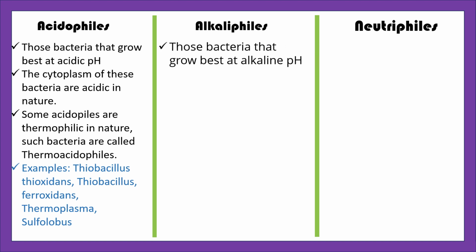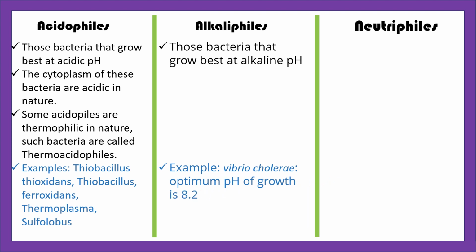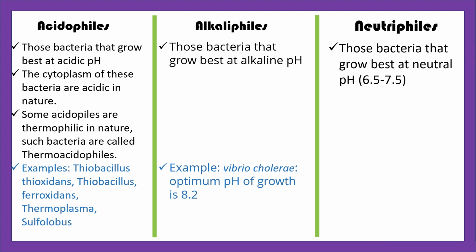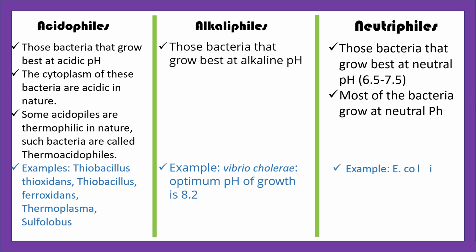Move to the alkalinophiles. Those bacteria grow best at alkaline pH. An example is Vibrio cuneatus. The optimum pH of growth is 8.2. Move to the neutrophiles. Those bacteria grow best at neutral pH, 6.5 to 7.5. Most bacteria grow at neutral pH. An example is E. coli.